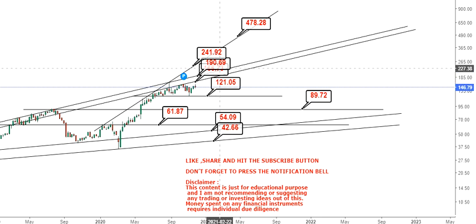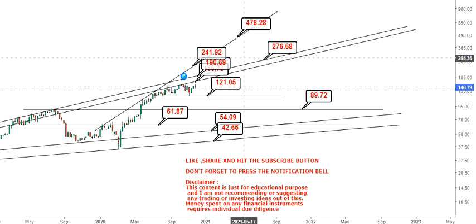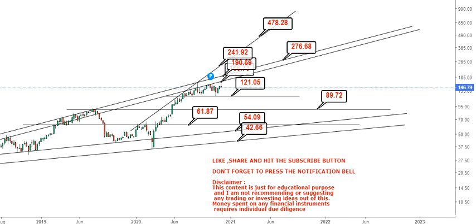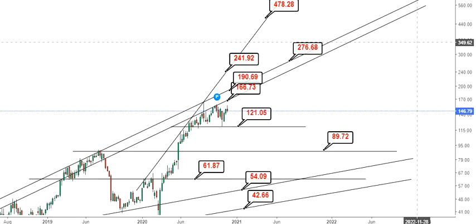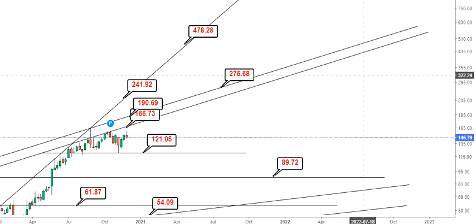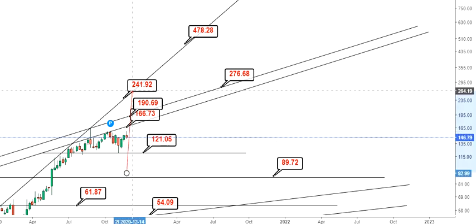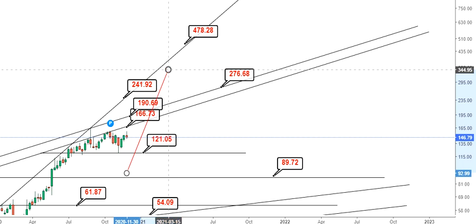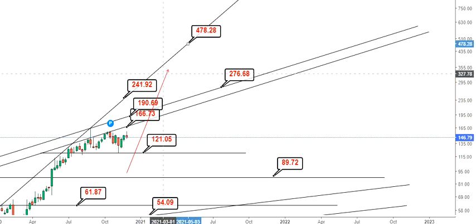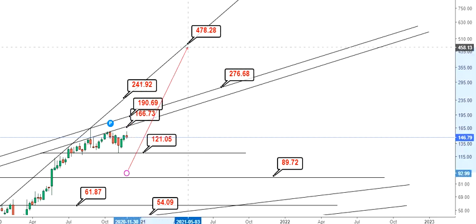So I have already explained 190, it can go as long as 270 or 276. So this may also be a possibility. So there are two cases or two ways with which the stock can move on the upside. First, if there is a breakout like this, in that case you can consider these two levels, which will be in between 240 and 478.